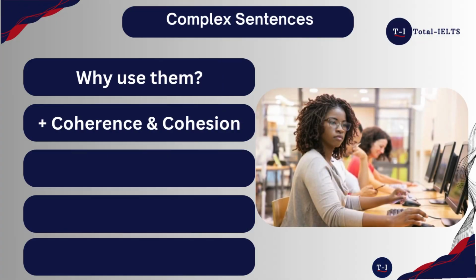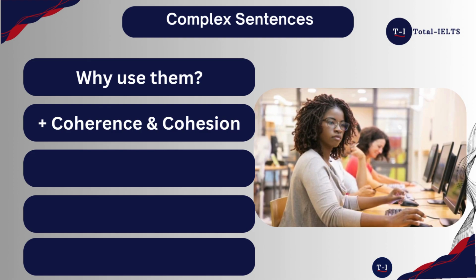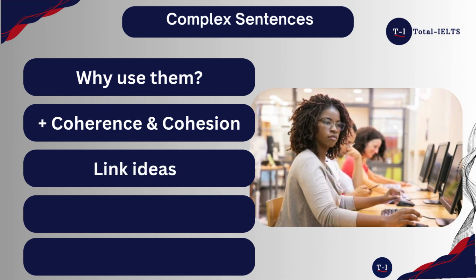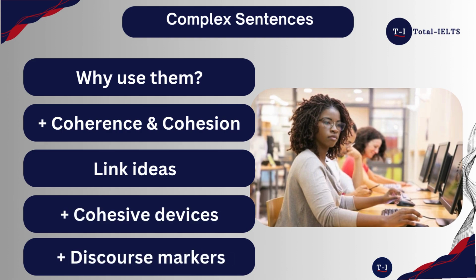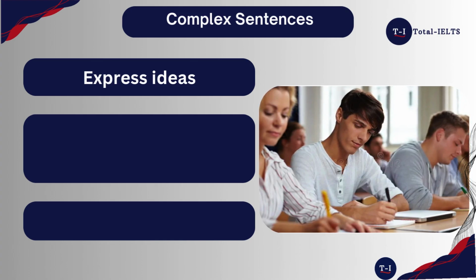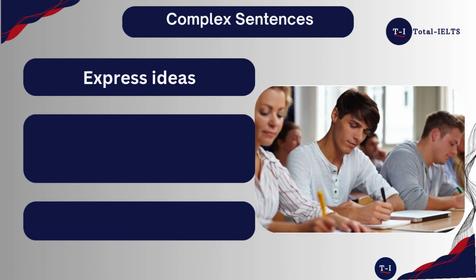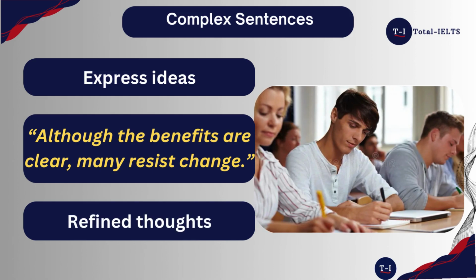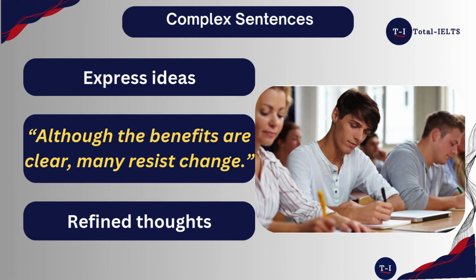What's more, complex sentences have a positive effect on coherence and cohesion and fluency. That's because they link ideas smoothly by improving their coherence. In addition, it also shows off your ability to use cohesive devices and discourse markers, which makes your writing and speaking more persuasive and easier to follow. Complex sentences allow you to express more sophisticated ideas. For example, although the benefits are clear, many still resist change. This complexity helps convey more refined thoughts that simple sentences cannot capture.